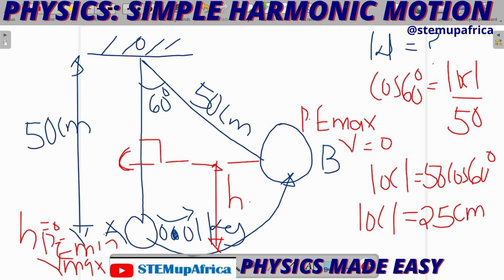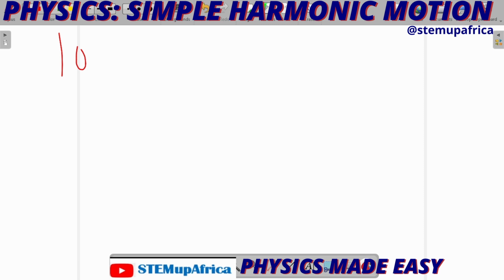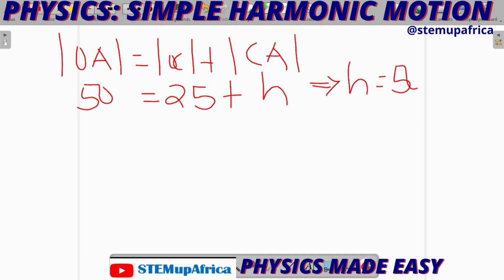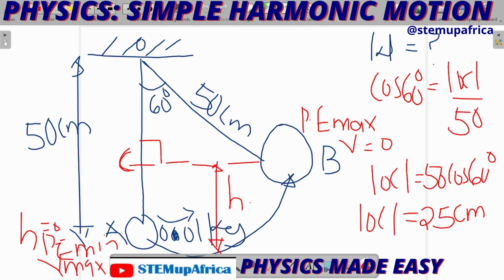So if our OC is 25 cm and the length of the string is 50, what is now the height? The height represents the distance from A to C. So if I use line analysis, line OA equals line OC plus line CA. So here is 50, here will give us 25 plus h, which is the height. Therefore, my height is 50 minus 25. The height equals 25 cm. That's now the height of the oscillation.